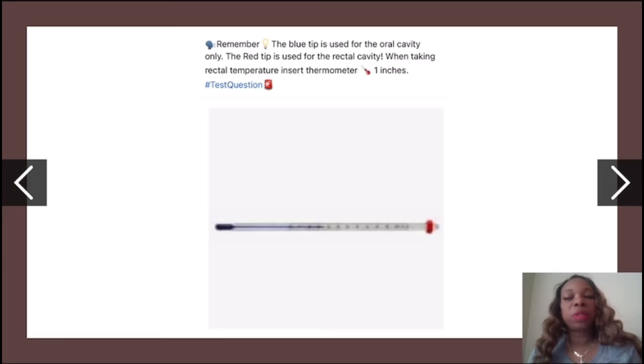Remember, the blue tip is used for the oral cavity and the red tip is used for the rectal cavity. When taking a rectal temperature, insert the thermometer 1 inch only. And you want to hold the thermometer in place.